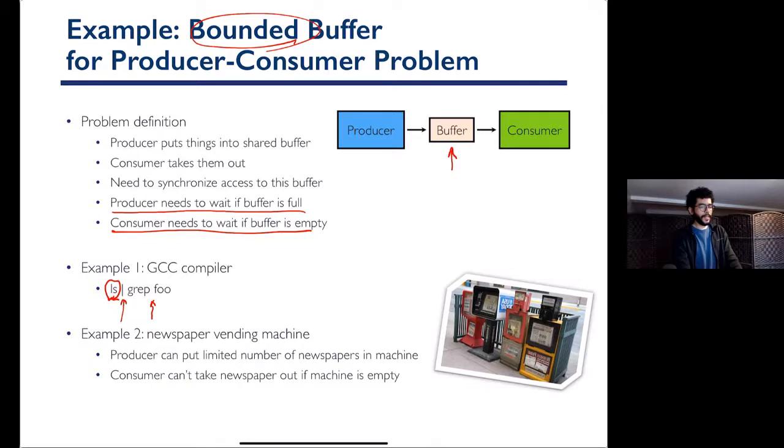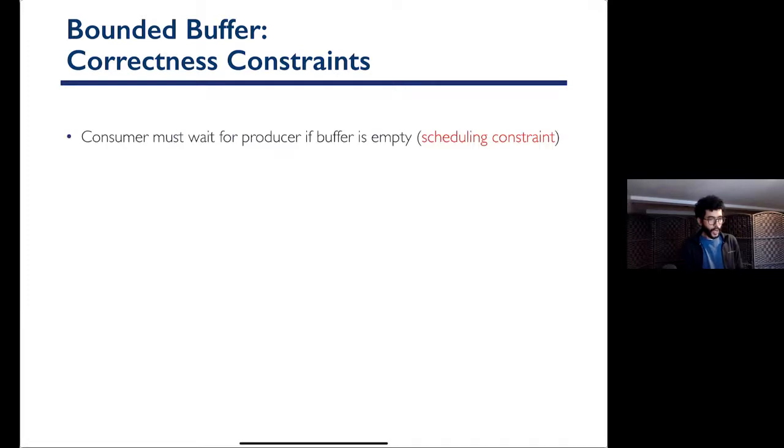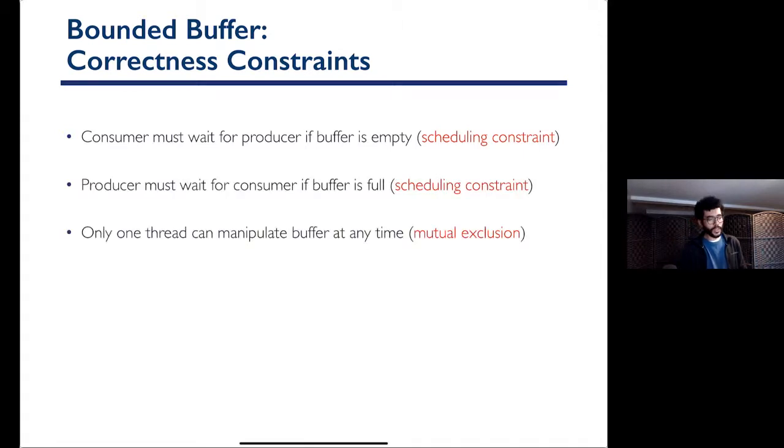So let's see how we can implement this with mutex. So now we have this really cool synchronization object. Let's see how we can use it to implement these bounded buffers. So before going there, let's put all the requirements that we want to implement. So there are 3 of them. The first one is the consumers should wait if the buffer is empty.